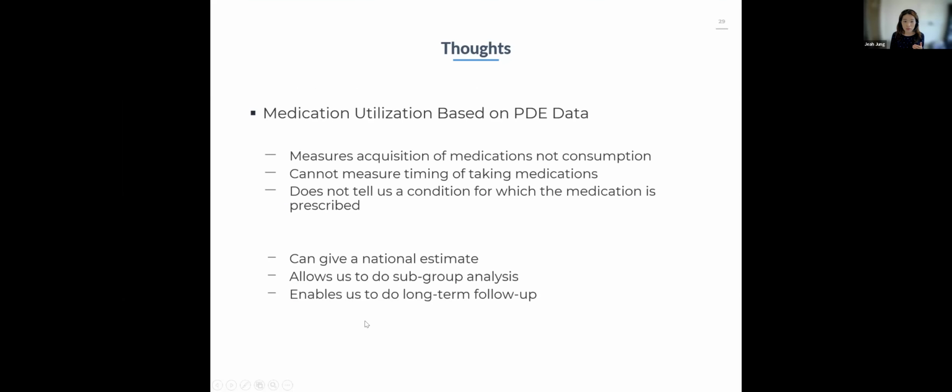And also with Medicare data, we can follow up beneficiaries really long term, whereas with a survey, how many times can you actually repeat it? So now we have accumulated 10 or 20 years of data. You can actually track how medication adherence, or people's behavior in terms of taking medications, changes over time. So I think this is a very strong strength of PDE data, or Medicare claims data in general.